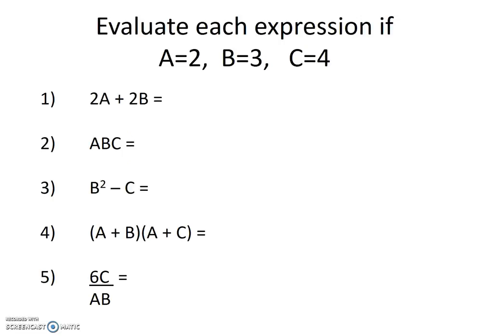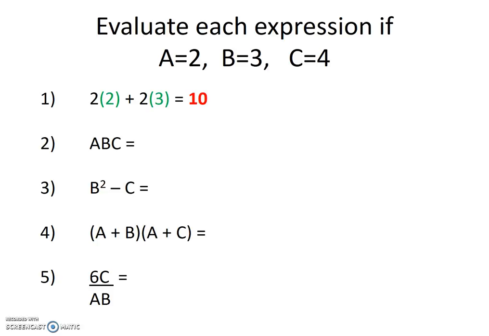We're going to evaluate each expression, and I have given you the values for a, b, and c. So for all of these, wherever we see an a, we're going to put in 2. Wherever we see a b, we're going to put in 3. And wherever we see a c, we're going to put in 4. So let's look at number 1, is 2a plus 2b. I'm going to first substitute a and b, so it'll look like this. I put 2 in for a, and I put that 3 in for b. So 2 times 2 plus 2 times 3, well, that would be 4 plus 6, which is 10.